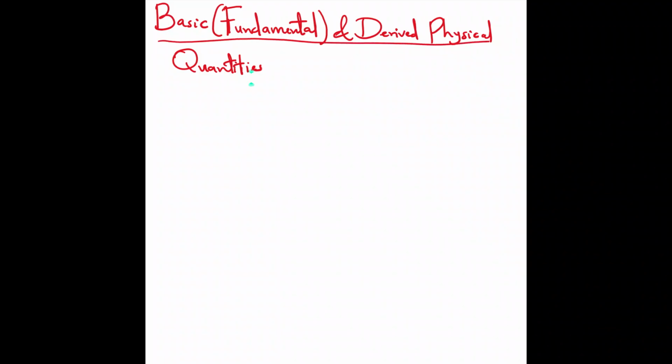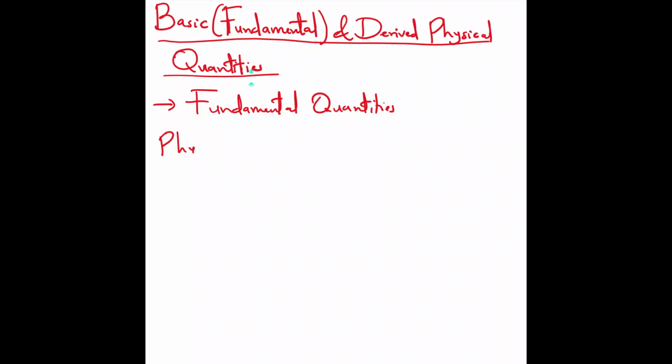Today I'm going to be talking about the basic, fundamental, and derived quantities in physics. First of all, I'm going to talk about the fundamental quantities that you need to know. We have about 7 different fundamental quantities which you need to know as a physics student. I'm going to put the physical quantity, the SI unit, and then the symbol right beside it.